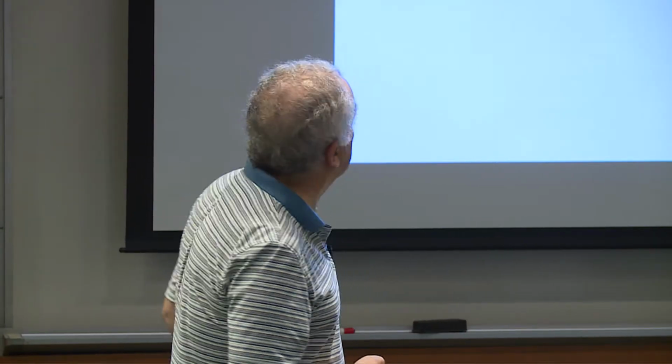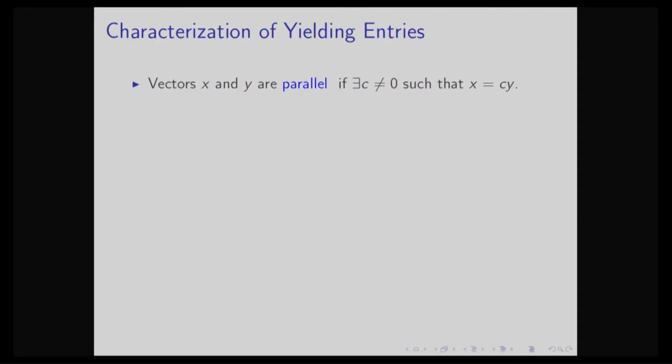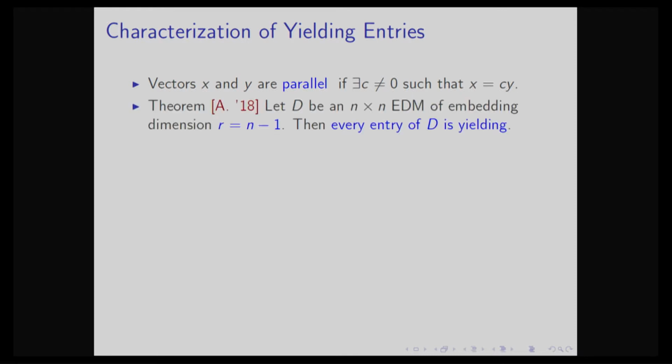Okay, here's a characterization of these entries. First, we say that two vectors are parallel if there exists a non-zero C such that x equals C times y. So if x and y are both 0, they are parallel by definition. Okay, here's the first result.